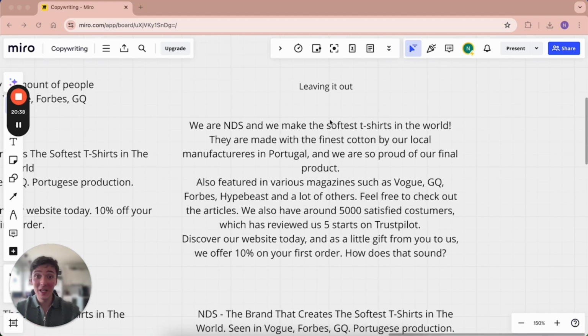Compared to: we are in this and we make the softest t-shirts in the world. They are made with the finest cotton by our local manufacturers in Portugal, and we are so proud of our final product. Also featured in various magazines such as Vogue, GQ, Forbes, Hypebeast, and a lot of others. I mean, I don't think I have to continue here, because you get my point, right?